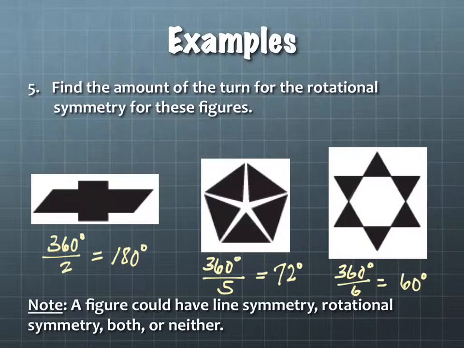Okay, there is a note on this page. I don't think it's actually in your notes, or is it? It's not. I didn't think so. It's not in mine, but a figure can have line symmetry, rotational symmetry, both or neither. So they're not mutually exclusive things. So if you take a look at the first picture on this particular slide, does it have line symmetry? It actually doesn't. There's no line that I can draw that will flip it over on itself and actually match up. How about the second image?